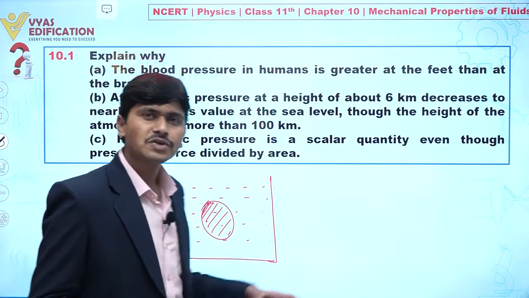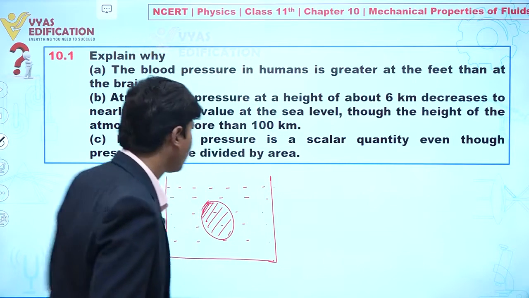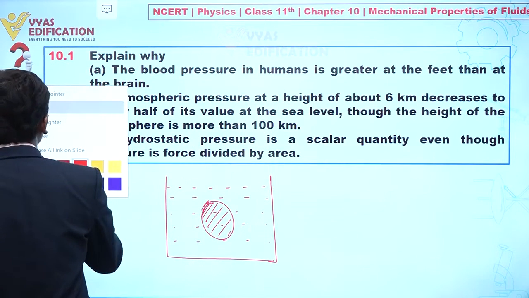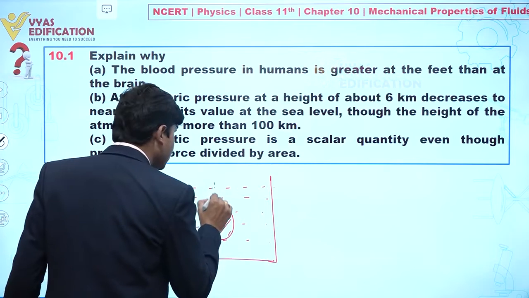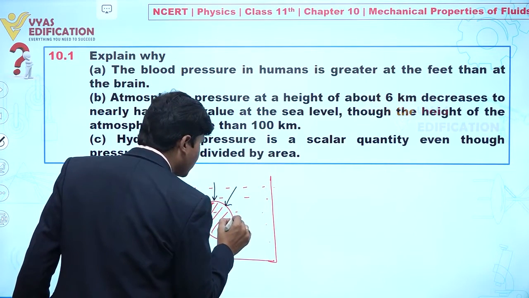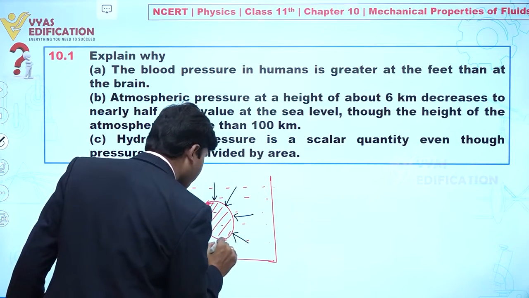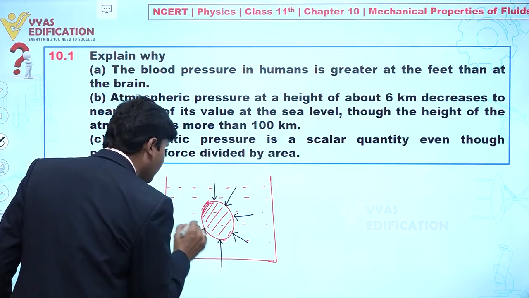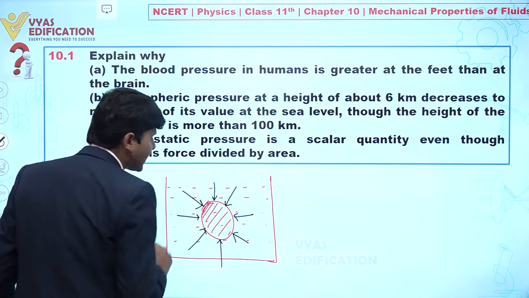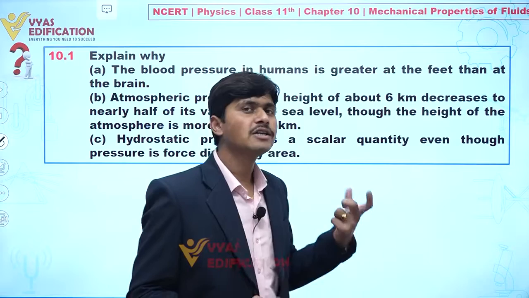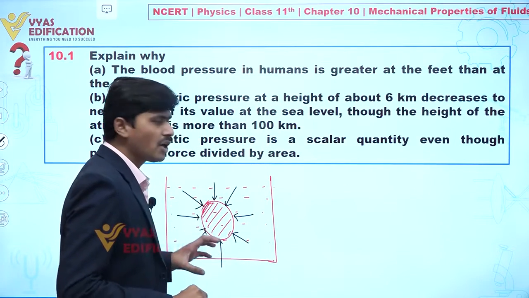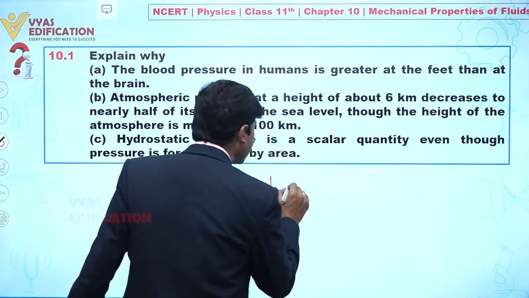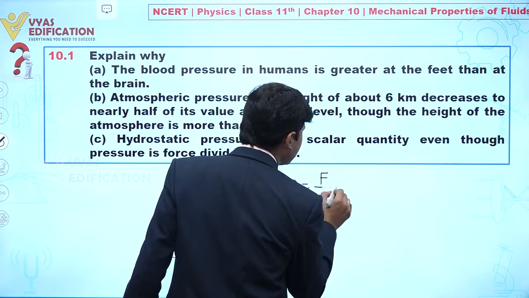Now we can say, because this is inside this liquid, according to Pascal's law, forces are exerted perpendicular to this surface like this. Clear? And now we know this force exerted per unit area is known as pressure. So now we know that pressure is equal to force per unit area.